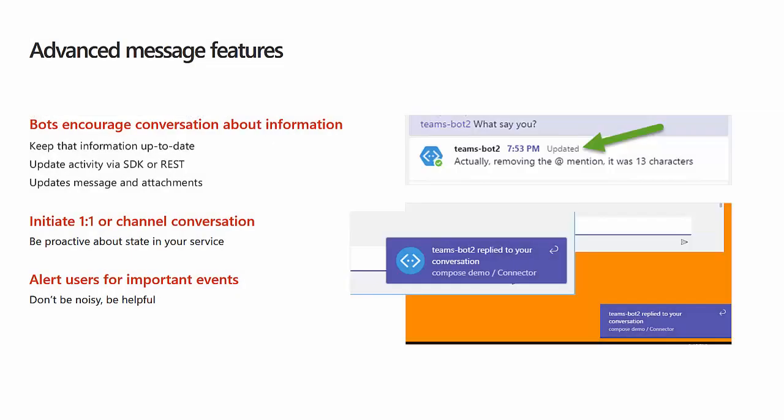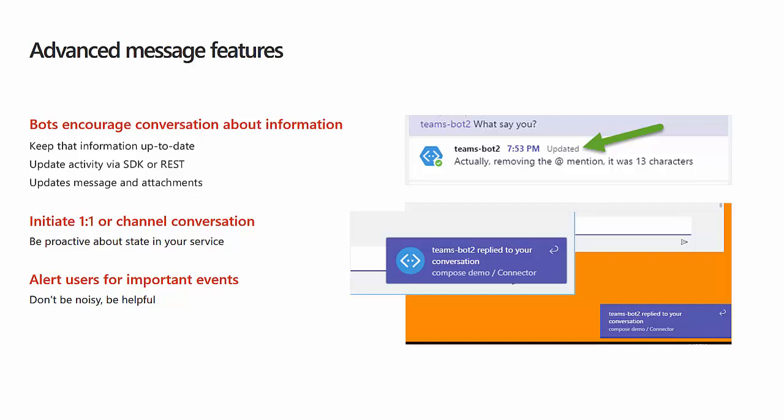Next, we want to talk about advanced messaging features. When we're using a bot to bring information from our external systems into Microsoft Teams, it's helpful for users to understand that this information is up to date. And so when a bot sends a message to a channel or to a one-on-one conversation, the bot extension library allows us to update that message at a future time. If something changes, we can send an update to keep the current state.